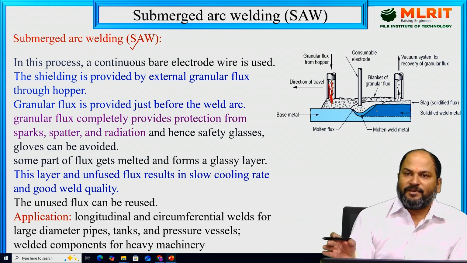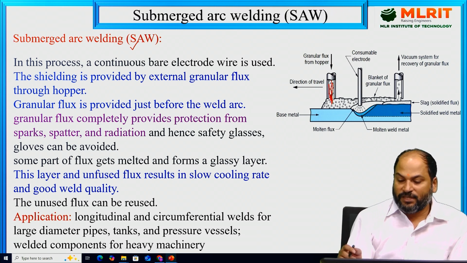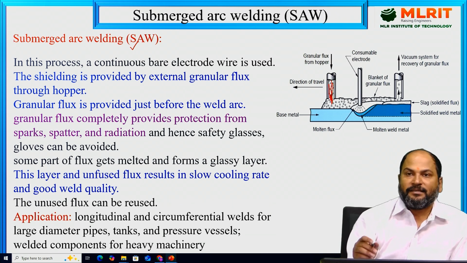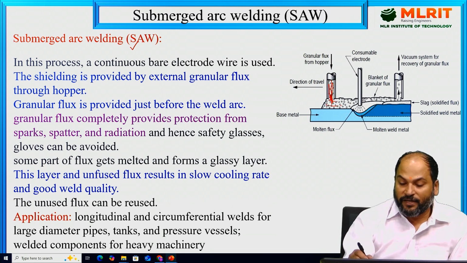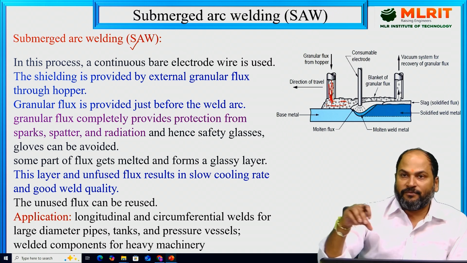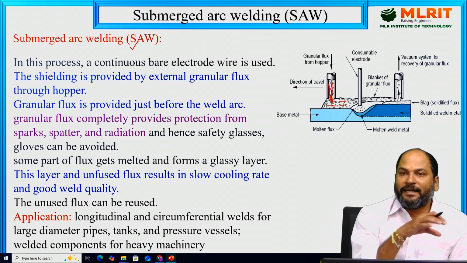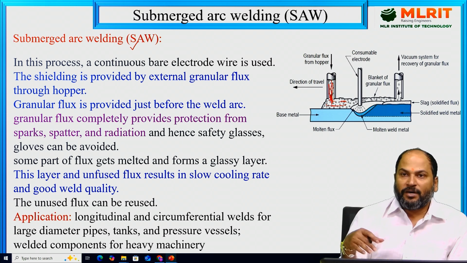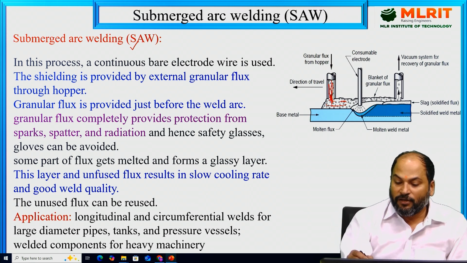Remaining things are the same, which means here also you have to produce the arc. The arc will be generated. Sorry, there will not be shielding gases. This flux, which you put on the part that we are welding, will cover the entire area where you are doing the welding. So it will not allow the environmental gases or oxygen to react with the part that we are welding. So it will work as a shield.